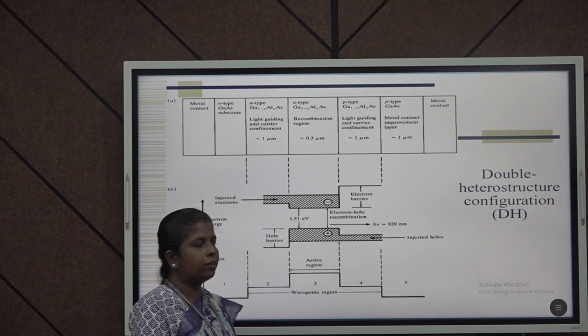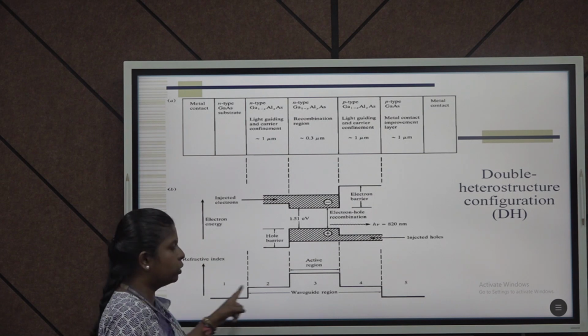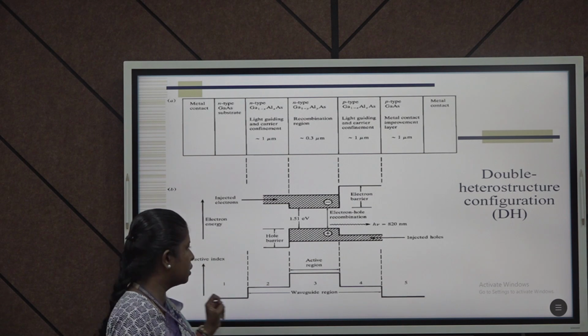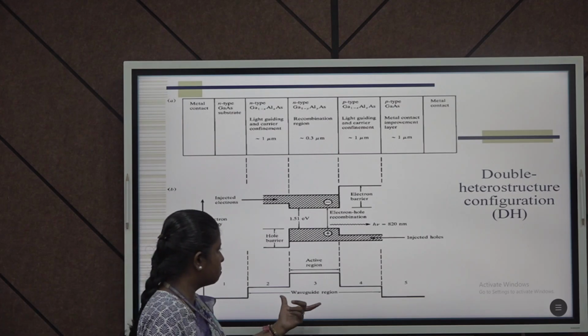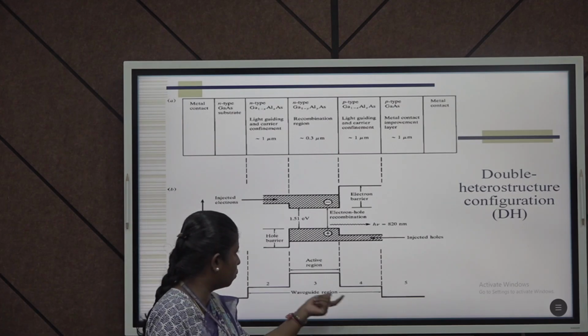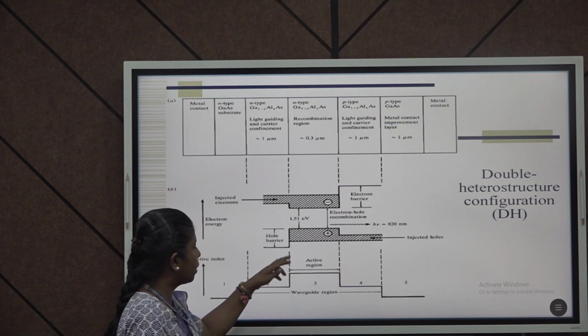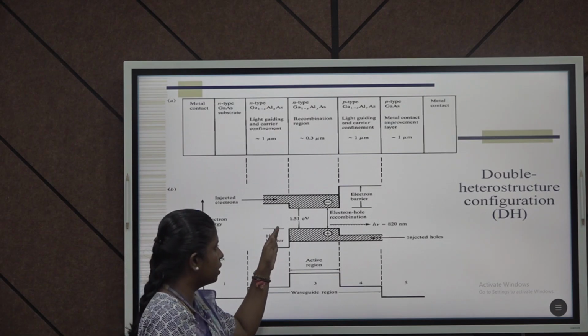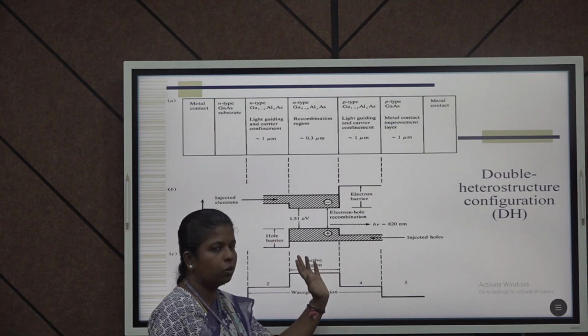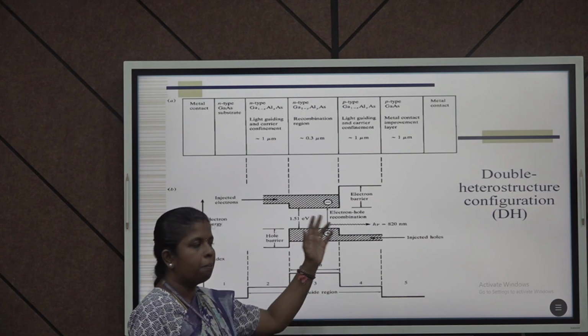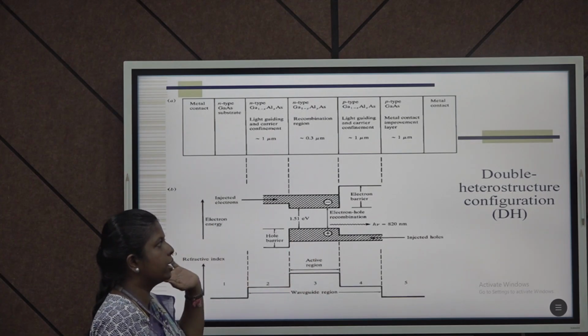So, we can see, with respect to the fiber classification, that the waveguide region is between 2 and 4, and this active region produces the light, which is about the core region, and here you can see the electron-hole recombination in the form of h nu. E is equal to h nu is achieved by using this heterostructure.